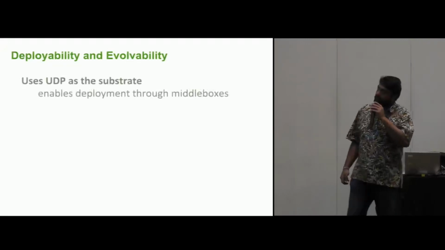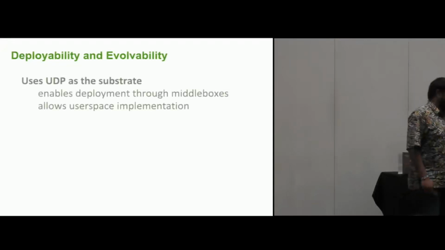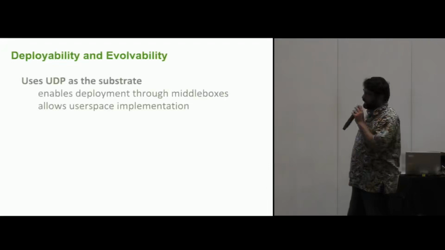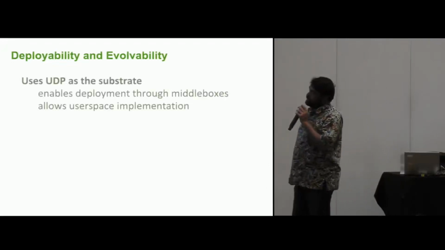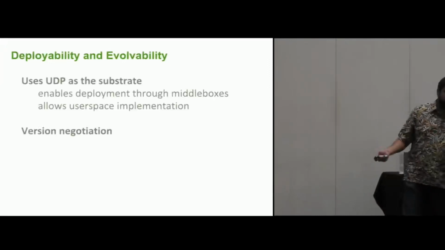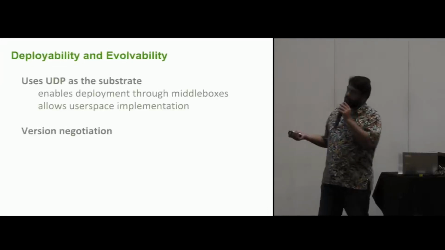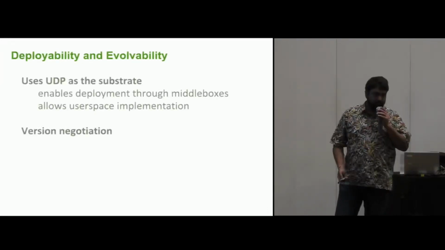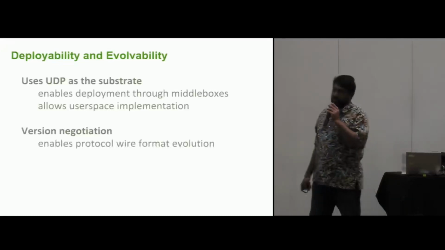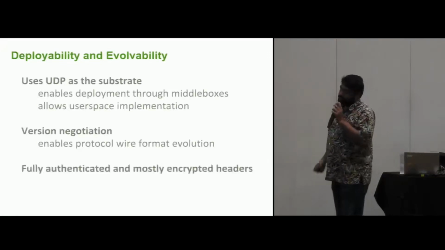This enables deployment through middle boxes, and it allows us to do user space implementations, meaning that we do not have to wait for client operating systems to get upgraded, and that happens at a very slow clip. Version negotiation allows evolvability. None of the transports that we've seen so far have versioning in them. This is an odd thing, because almost everything else does have versioning in it, but transports don't. So version negotiation allows us to evolve the wire format of the protocol going forward.